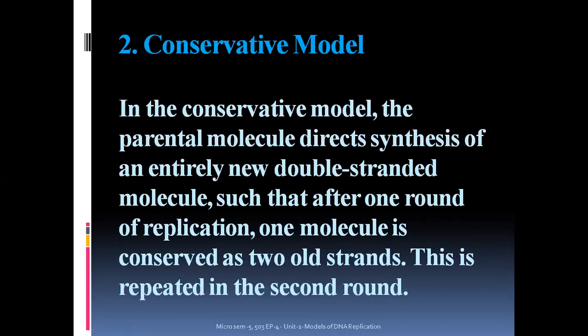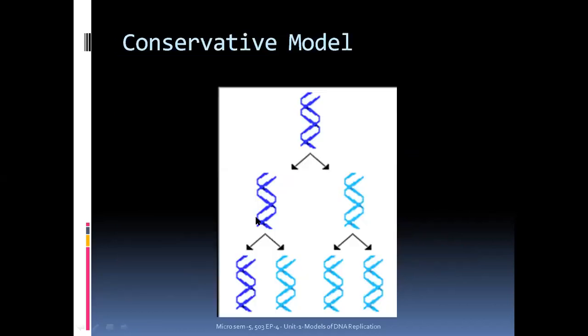Going further, the next model is the conservative model. In the conservative model, the parental molecule directs synthesis of an entirely new double-stranded molecule, such that after one round of replication, one molecule is conserved as two old strands. This is repeated in the second round. Now I know you may not be able to understand what I want to say, but if you see the figure, it will be clear. Now, suppose DNA replication is in the form of the conservative model.